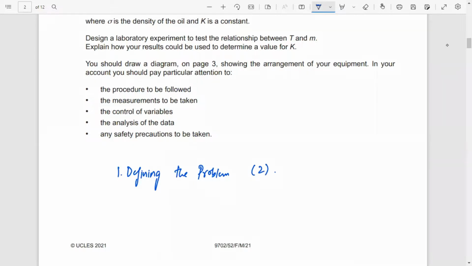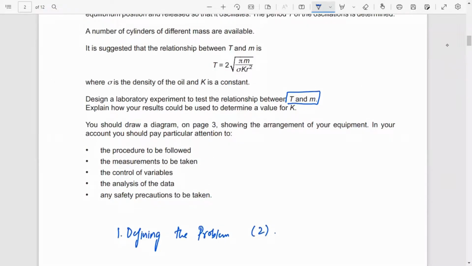And where would you go? You will go right at T and M, and you will figure out which one is the independent variable and which one is the dependent variable. मुझे ये बताएं कि इसमें से independent variable कौन सा वाला है? Very good. The mass of the cylinder is the independent variable. Very good. आप उसको vary कर सकते हैं because you have different masses which are available. So mass is the independent variable here.